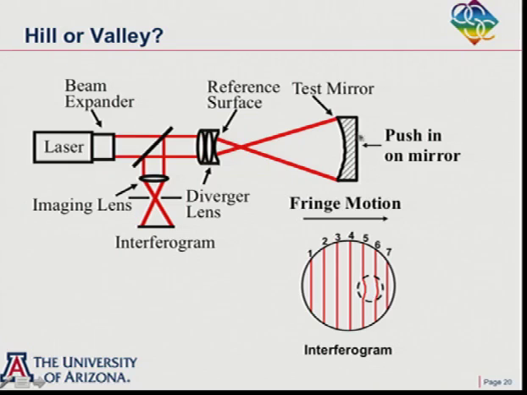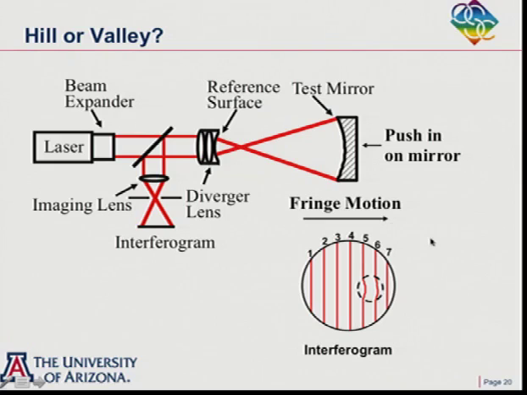Now, if I had tilted the mirrors the opposite direction, everything would have changed sign. In that case, if I had tilted the other way, the fringes would not have come like this, but they would have moved the opposite direction. And now pushing in on this would have caused the fringes to move the opposite way.